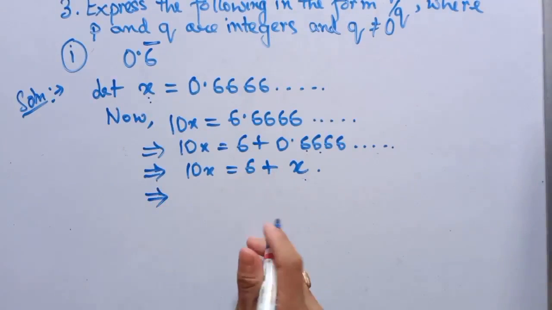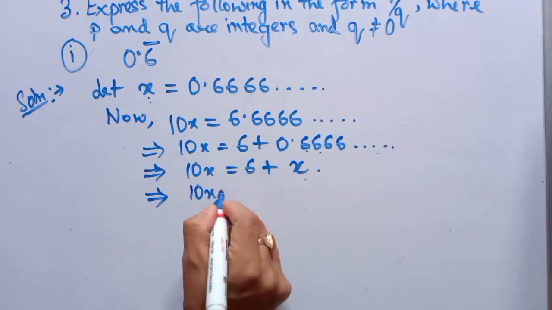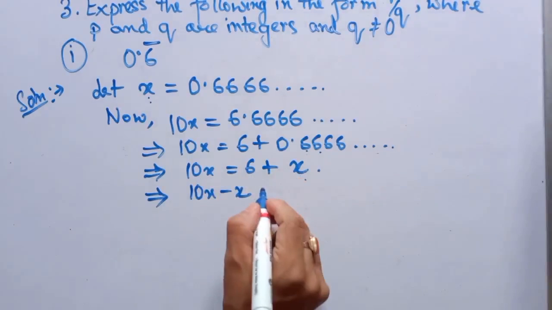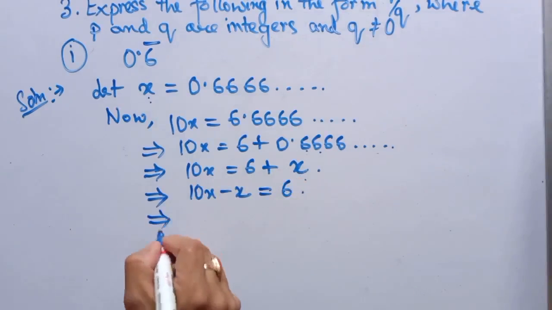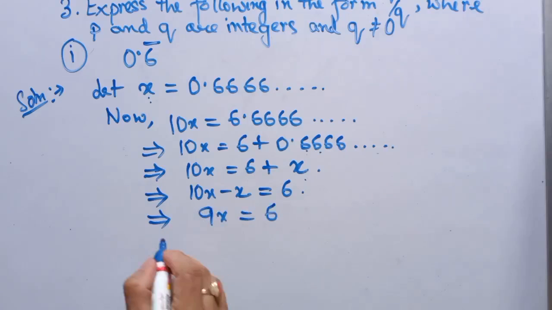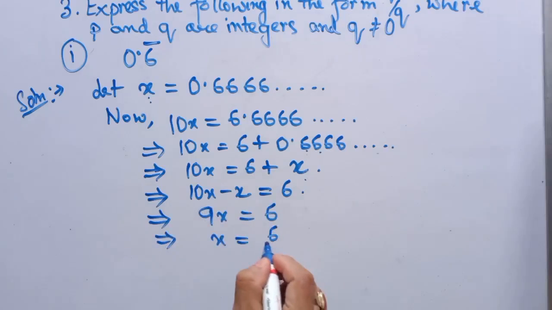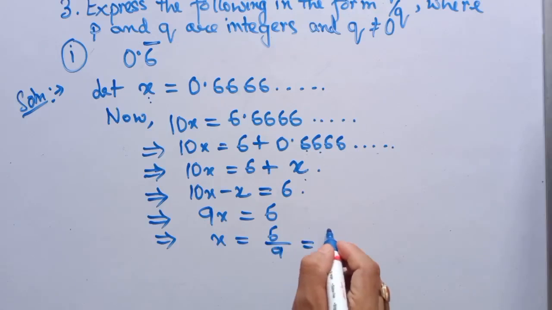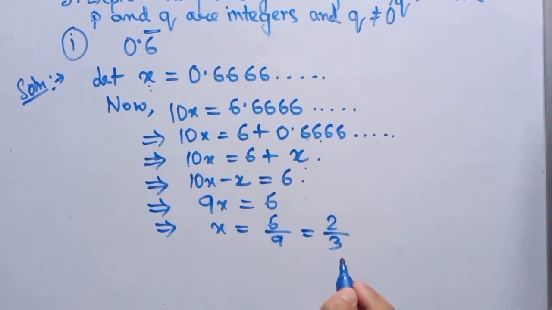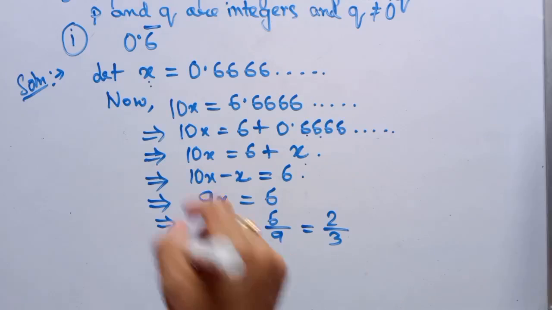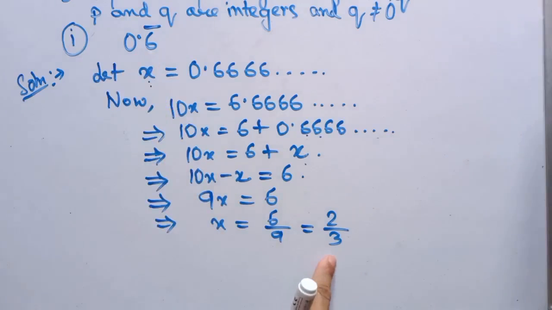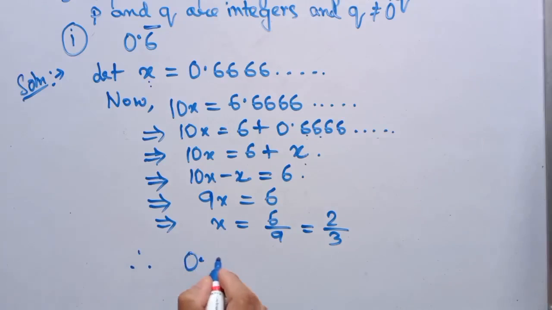Then after this we will solve this equation. So 10x minus x, I will transpose this x to the left hand side, equal to 6. This implies 9x equal to 6, implies x equal to 6 by 9. After reducing, we will get 2 by 3. So the given number 0.6 bar is converted into a number 2 by 3, which is in the form p by q, where p and q are integers and q not equal to 0. Therefore, the required number is 0.6 bar is equal to 2 by 3.